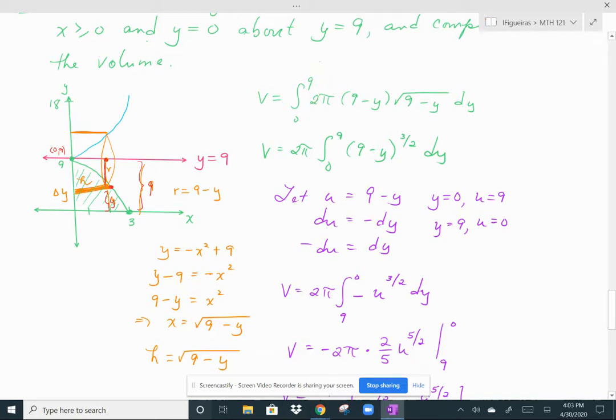And it's 2 pi, and this is r, and this is my h dy. So here we can combine the r and the h. They have the same base of 9 minus y. So it's basically 9 minus y times 9 minus y to the 1/2. So you can add the exponents. So we are going to integrate 9 minus y to the 3/2.